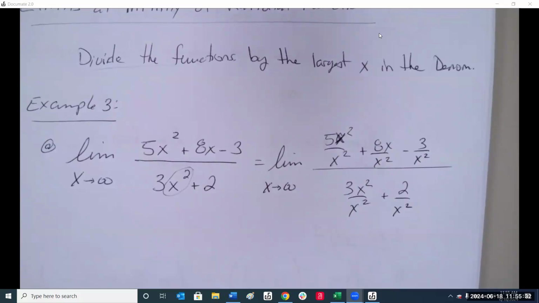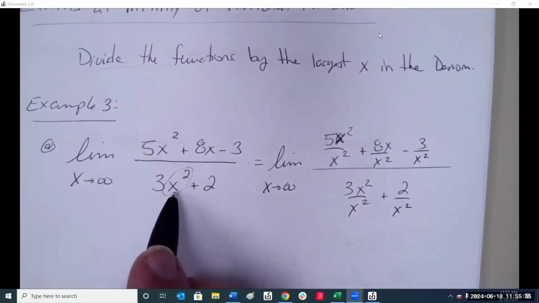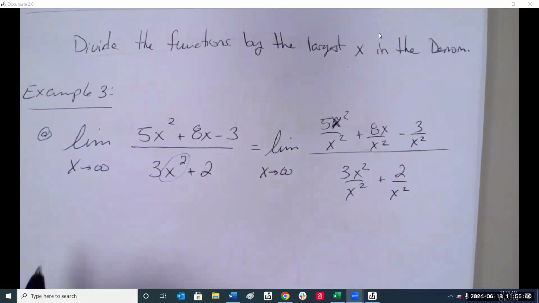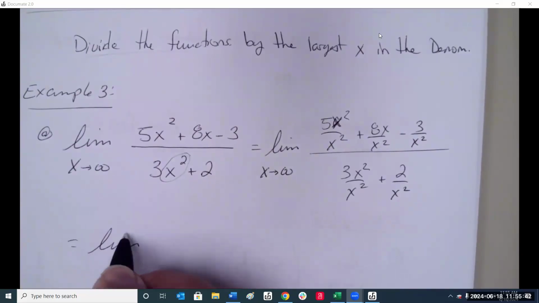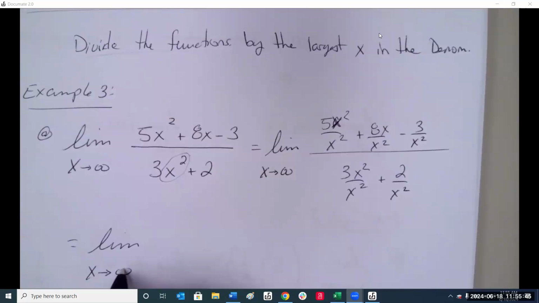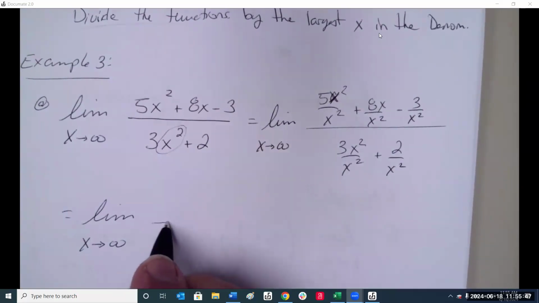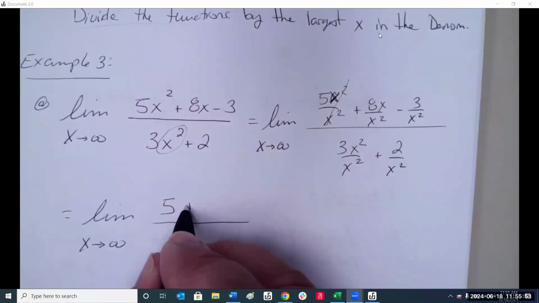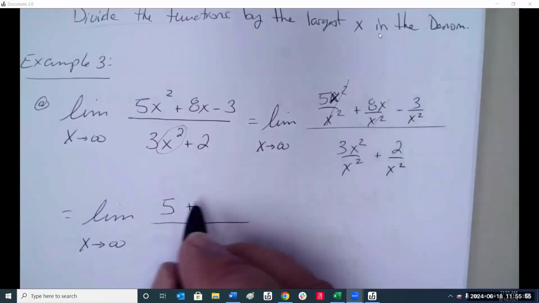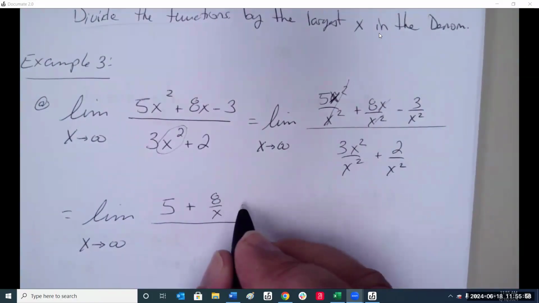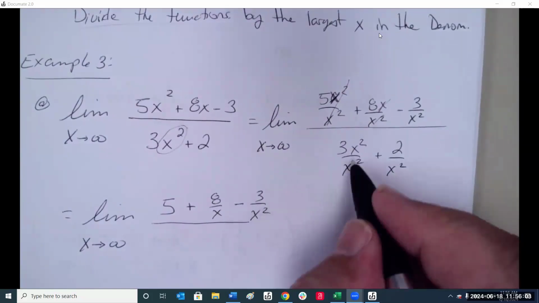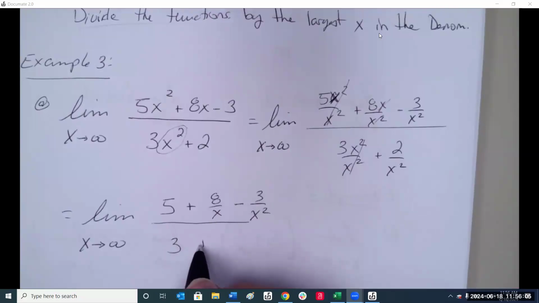We don't do the coefficient, we're just doing the x, because it's the x's that go to infinity. The coefficients really serve very little to us. Now simplify. In the first one, the x squares cancel, so we just have 5. We have 8 over x minus 3 over x squared, over 3 plus 2 over x squared.